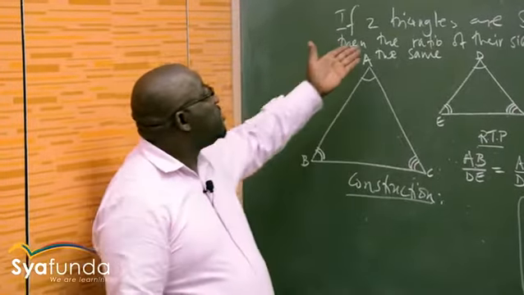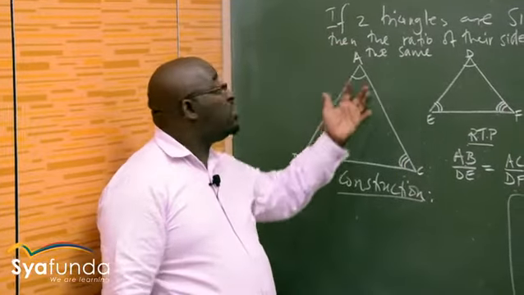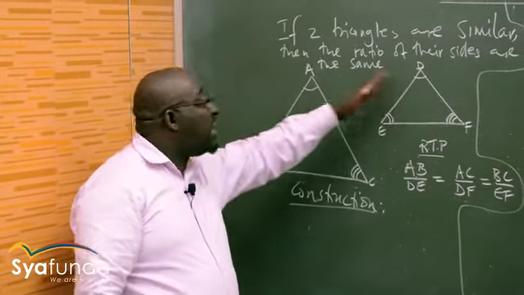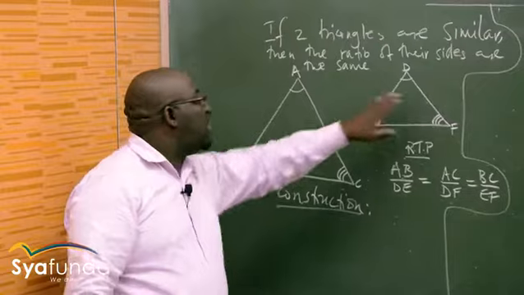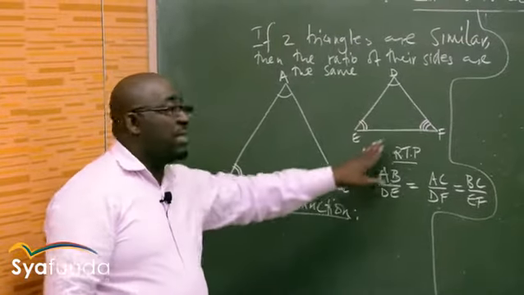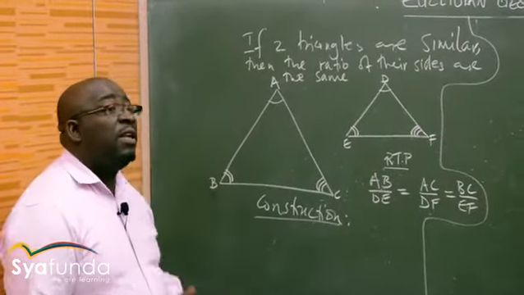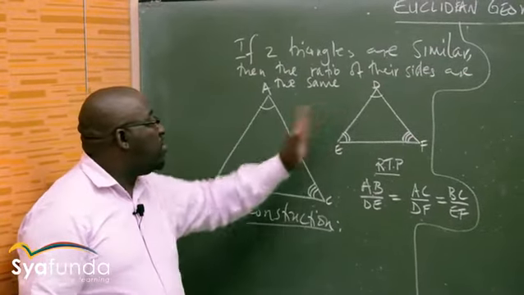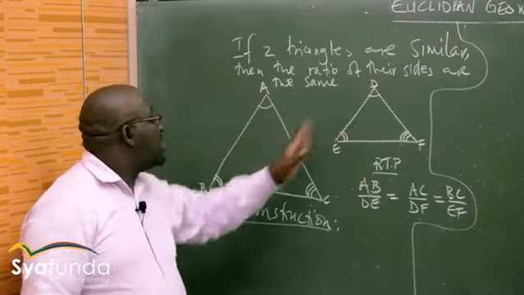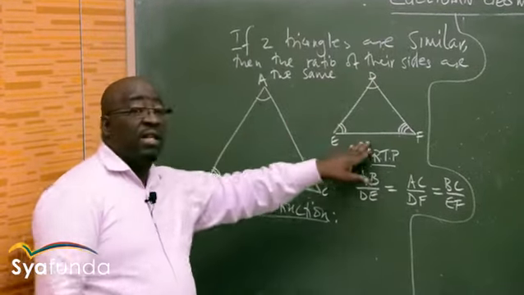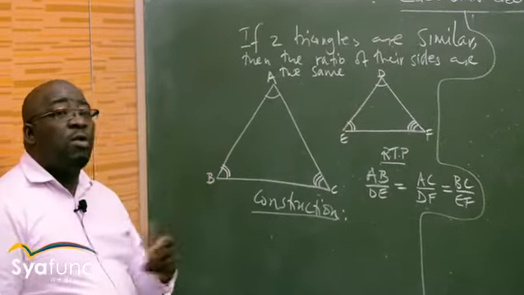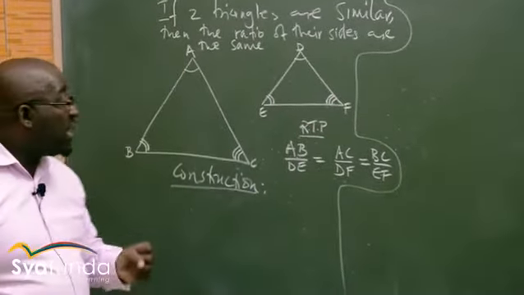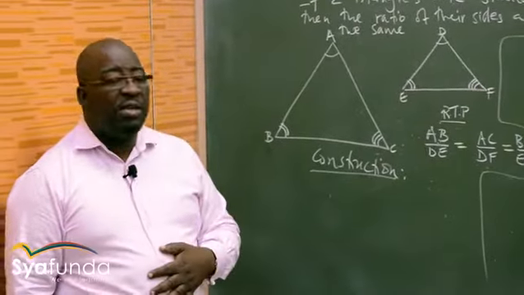The theorem says if two triangles are similar, then the ratio of their sides are the same. Little side over little side will be the same as this side over that side, will be the same as this side over this side. That's what we're proving. If we're given similar triangles, is it true that the ratio of their sides will be the same? We'll just prove two, then we'll conclude on the third one. In the same way, BC will be equal to EF.